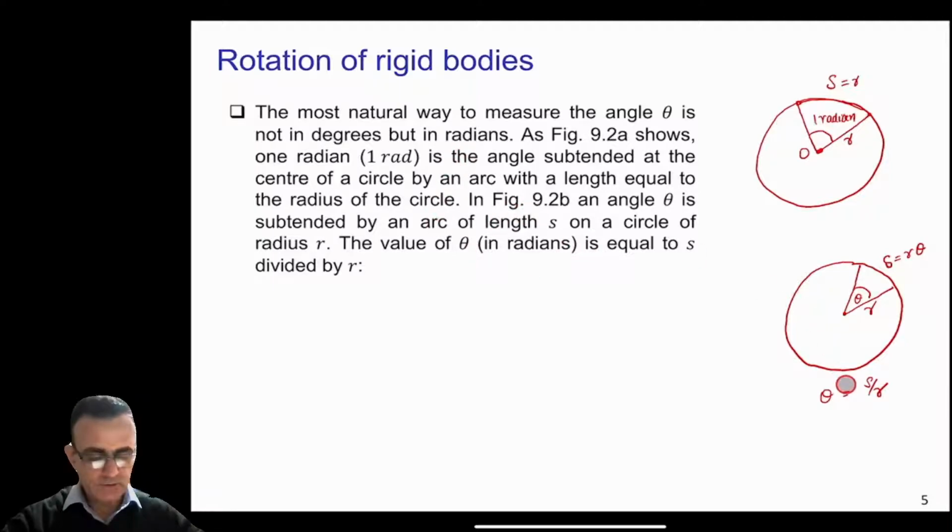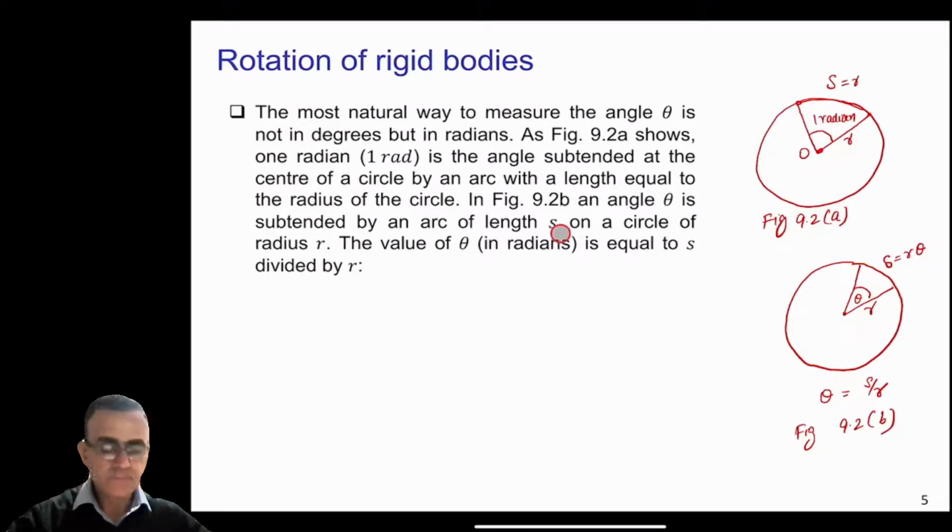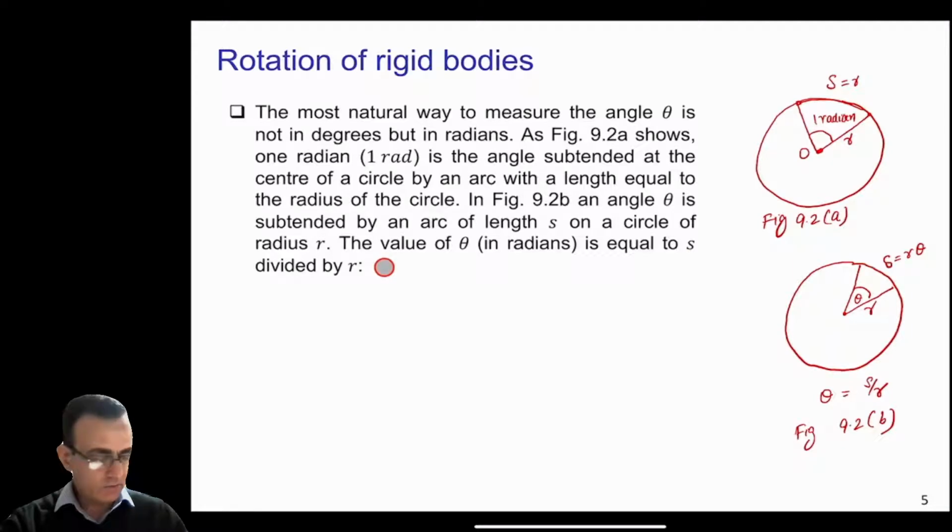So in the figure, this is our figure 9.2a, and this is figure 9.2b. So in figure 9.2b, an angle theta is subtended by an arc of length S on a circle of radius r. The value of theta in radians is equal to S divided by R. So the value that you will get here should be in radians.